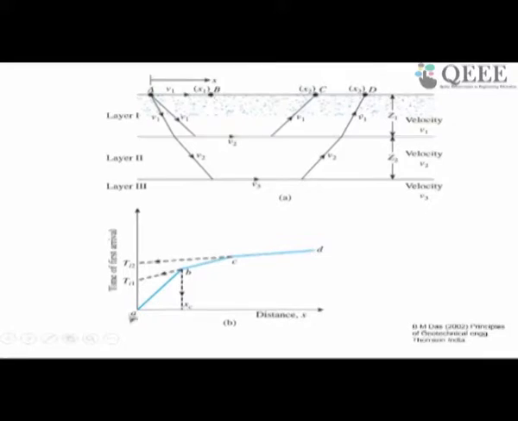Now as you see here, different layers will give a different travel time, and then the slope of the travel time versus distance will change. The slope of the line will change as you consider the different strata.